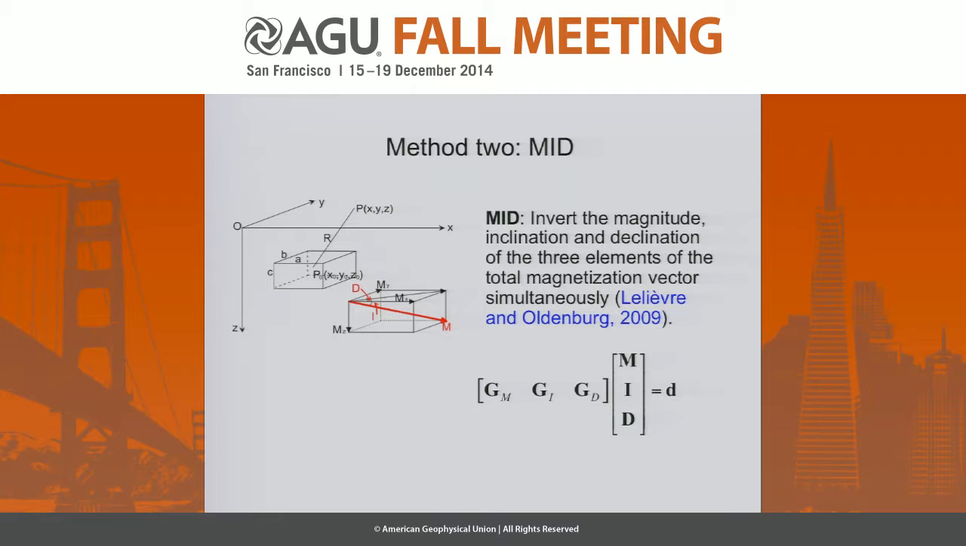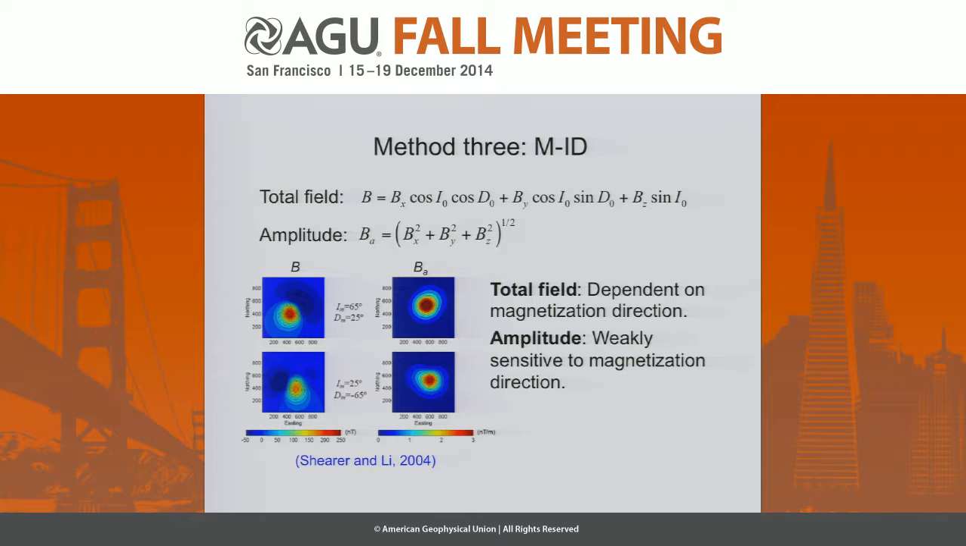Besides, the magnitude, inclination, and declination can also represent the total magnetization vector. So the second method is to invert the intensity, inclination, and declination in the same equation. This method was also used by Dr. Peter Nabighian. We call this method MID. In our research, we propose the third method. We call this method M-ID.